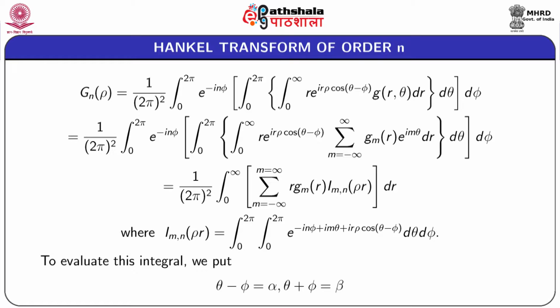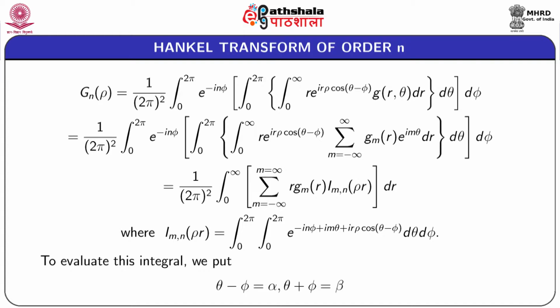This we write as, after interchanging the order of integration and summation, which is permitted, we assume, equal to (1 by 2 pi) whole square integral from 0 to infinity, summation m equal to minus infinity to plus infinity, r g m r I mn rho r dr, where I mn rho r is the double integral from 0 to 2 pi of e to the power minus I n phi plus I m theta plus I r rho cos theta minus phi, d theta d phi. Now, we shall evaluate this integral.